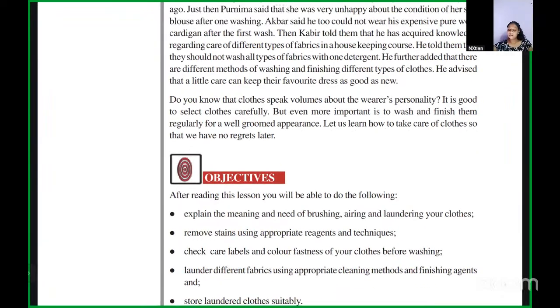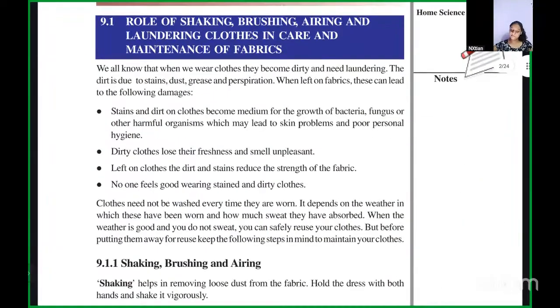But even more important is to wash and finish them regularly for a well-groomed appearance. Improper washing of clothes, or if we wash them, dry them or store them in a wrong manner, then it can damage the clothes. Let us learn how to take care of clothes so that we have no regrets later.